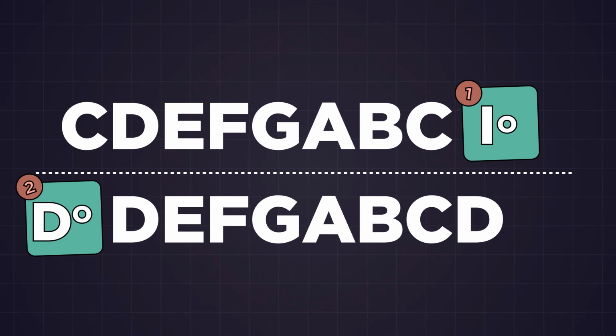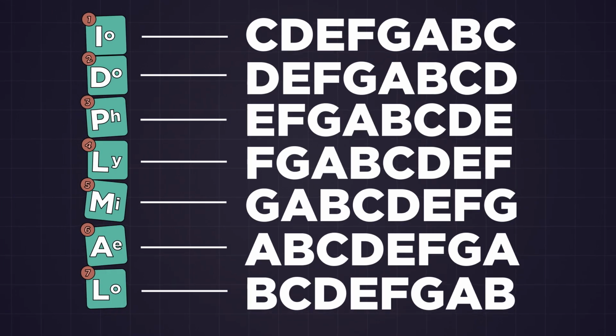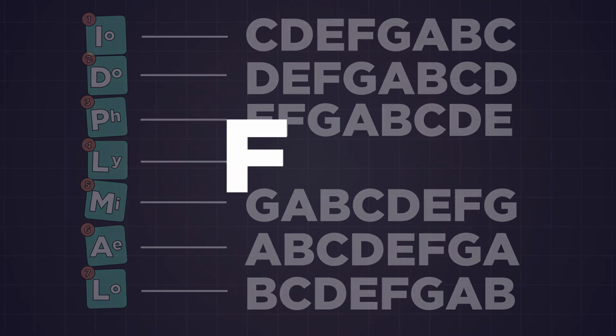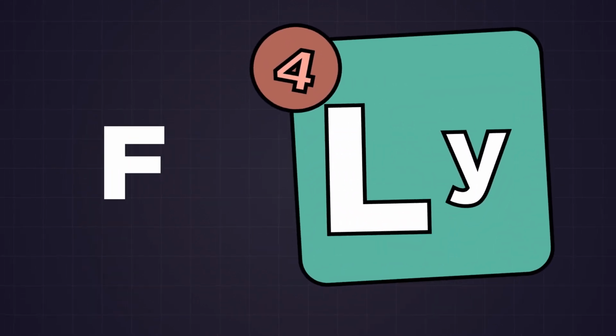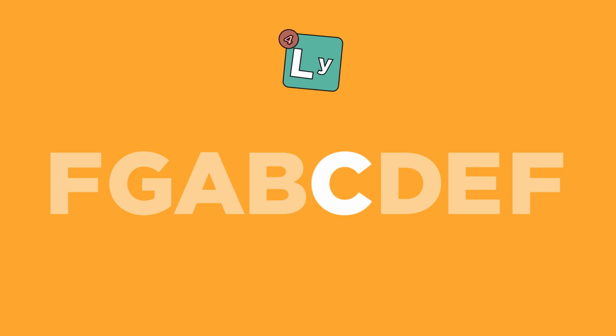So each of the 7 scale degrees in C major has its own corresponding mode. The 4th note in C major is F, so it corresponds to the 4th mode, the Lydian mode. So what makes the Lydian mode the Lydian mode? What's the difference between just playing an F major scale and an F Lydian?